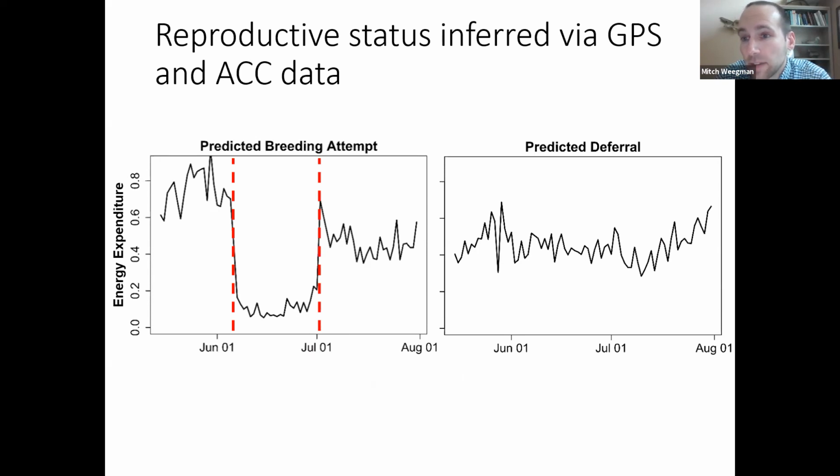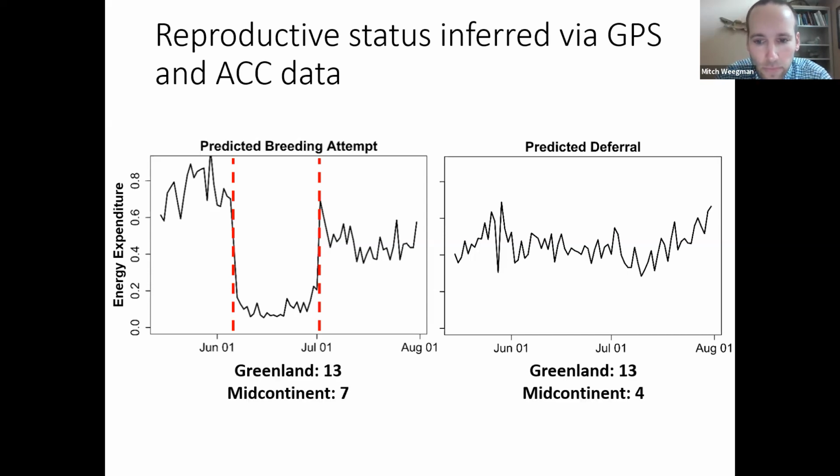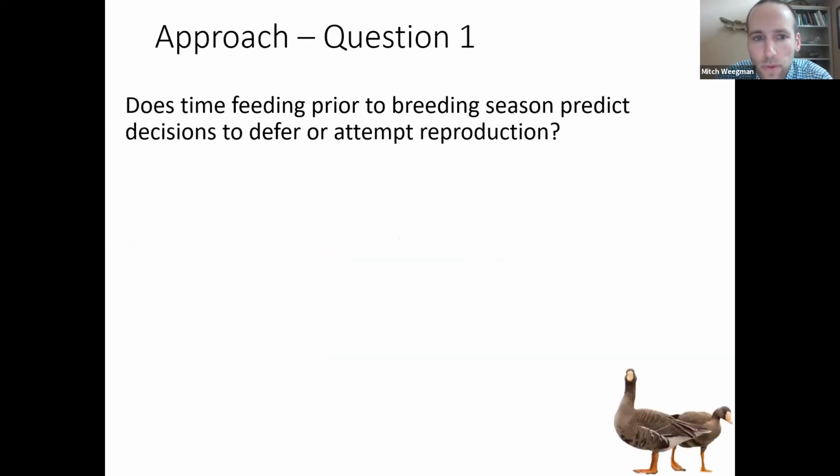When comparing to an individual that doesn't have this drop, and inferred deferral, we see no change in energy expenditure throughout the entire summer period. So a lot of motoring about on molting lakes and in summer breeding or summering areas, non-breeding areas in that case. Again, we have small sample sizes here, but just to illustrate that we do have a mixture of Greenland and mid-continent stories here for both breeding attempts and breeding deferrals.